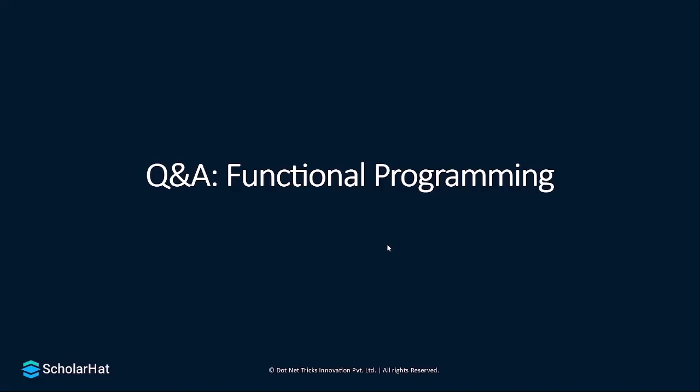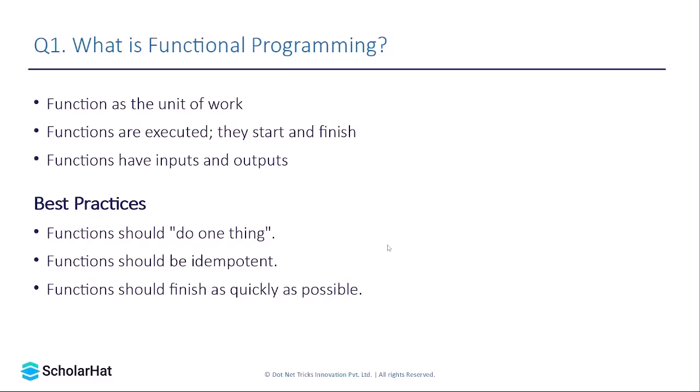So what is functional programming? A function is the unit of work, and it is executed: it starts and it finishes. In simple terms, functional programming means a very small amount of work needs to be done by a particular function. It's part of the single responsibility principle. A function should be very small so that it will not take much time to execute. This is the core concept of functional programming.